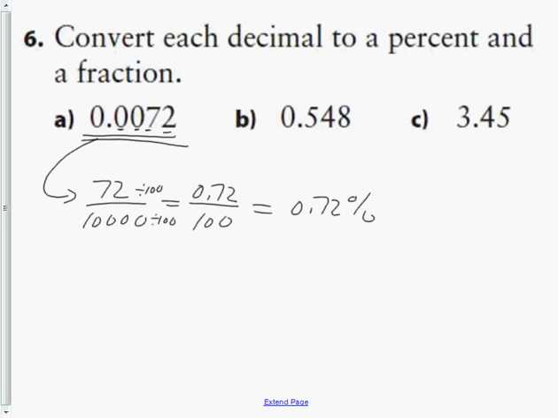Okay. In the second example, 0.548 is 548 thousandths. I just read the decimal properly using place value, which as an equivalent fraction out of 100 would be 54.8, because I divide the top and bottom by 10, which is 54.8%.